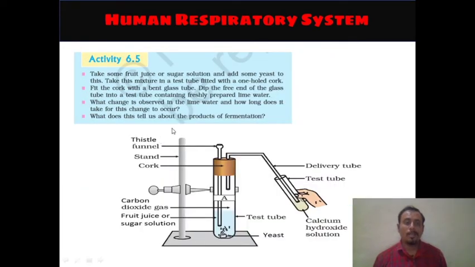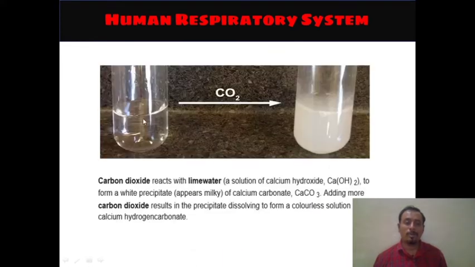Then in the fermentation activity also, when we provided the yeast with sucrose solution or any fruit juice solution, it also produces carbon dioxide, which turns the clear lime water milky. Next, we observed the reaction behind this. Clear lime water is nothing but calcium hydroxide solution, Ca(OH)2, which when blown with CO2 turns into calcium carbonate precipitate along with water.